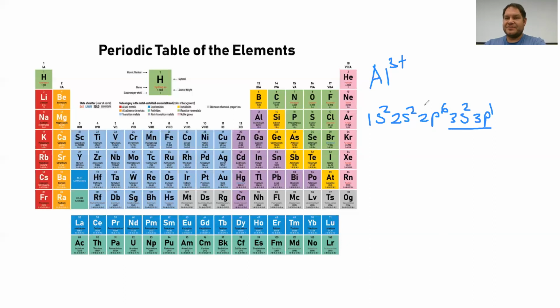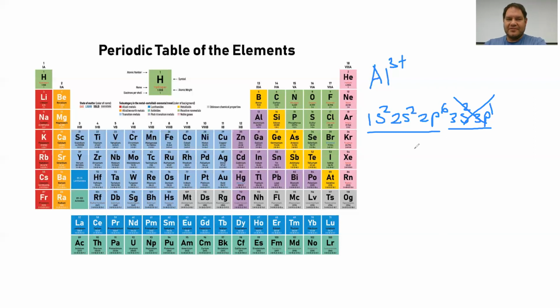So where are the 3 electrons going to be lost from? Well, from the 3p and from the 3s, the valence shell. So those 3 electrons are going to go bye-bye. And what we have left is 1s2, 2s2, 2p6, okay?